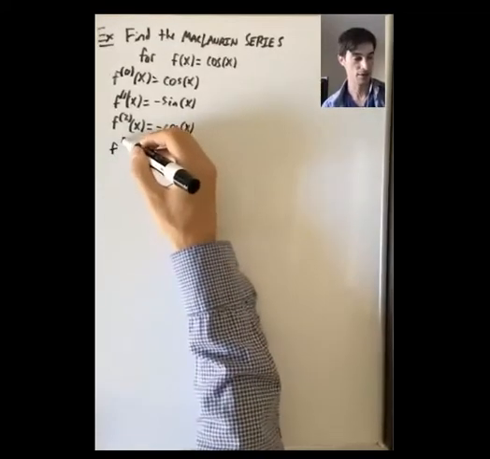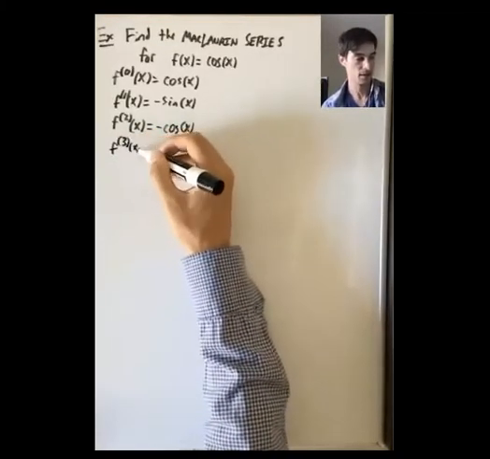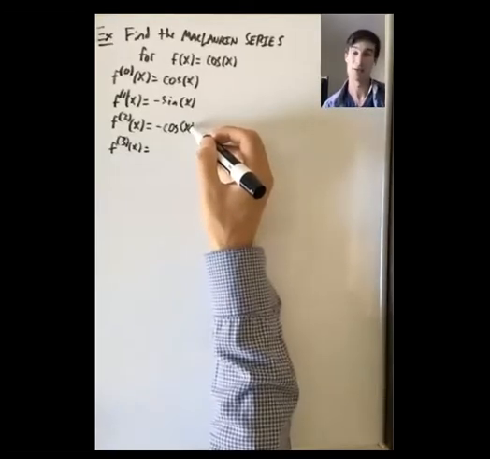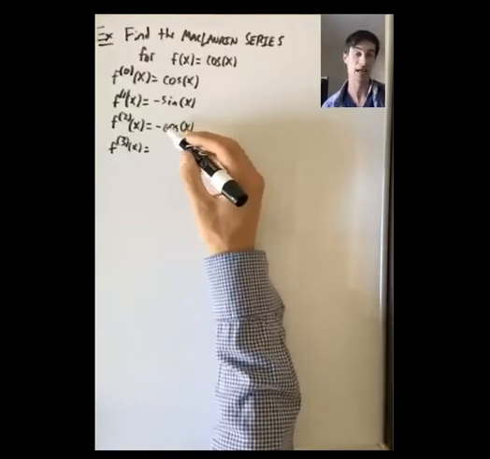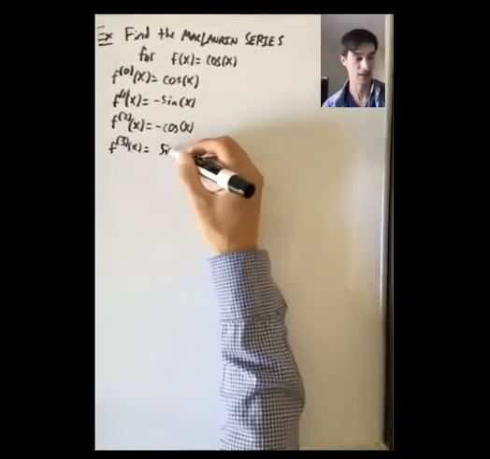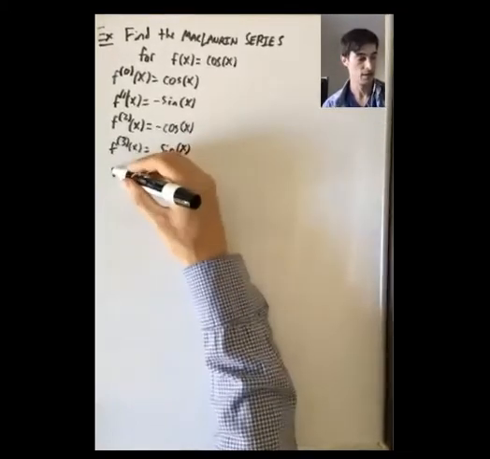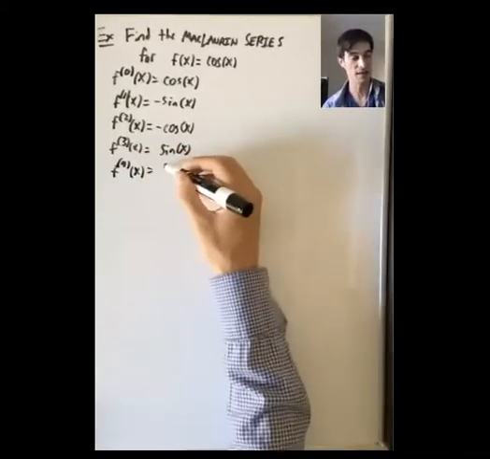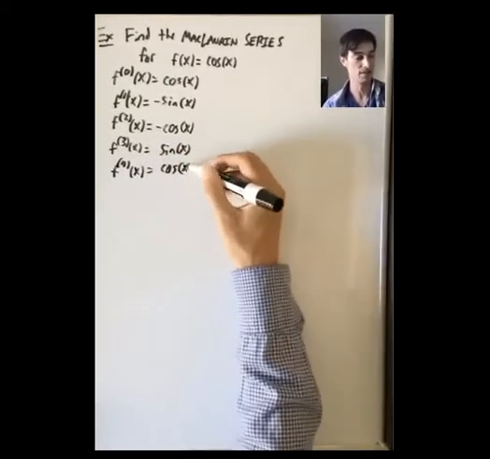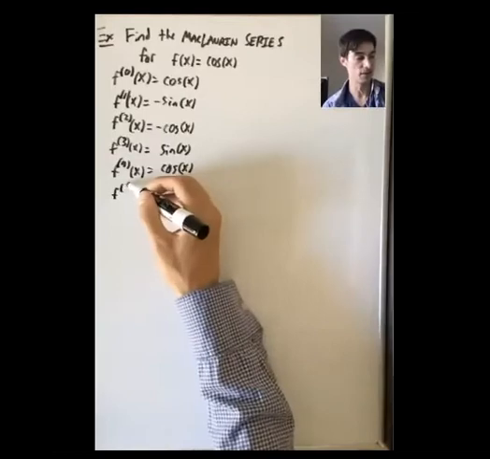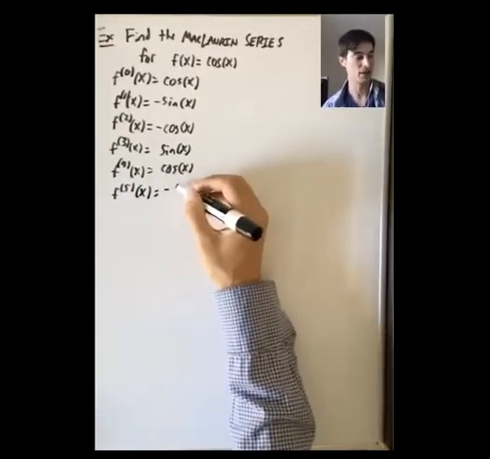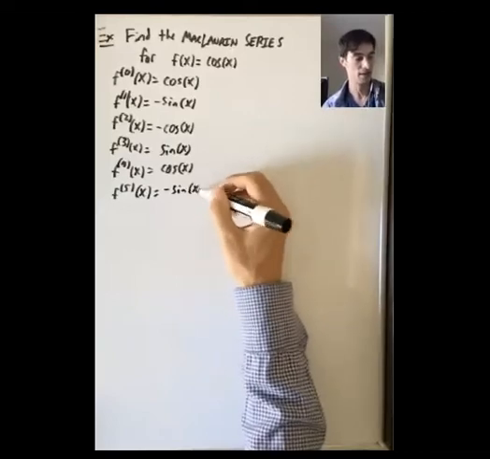And then the third derivative is negative of the derivative of cosine of x, which is negative sine of x. So it's negative sine of x, which is just sine of x. And then the fourth derivative is the derivative of sine of x, which is cosine of x. And the fifth derivative is the derivative of cosine of x, which is negative sine of x.